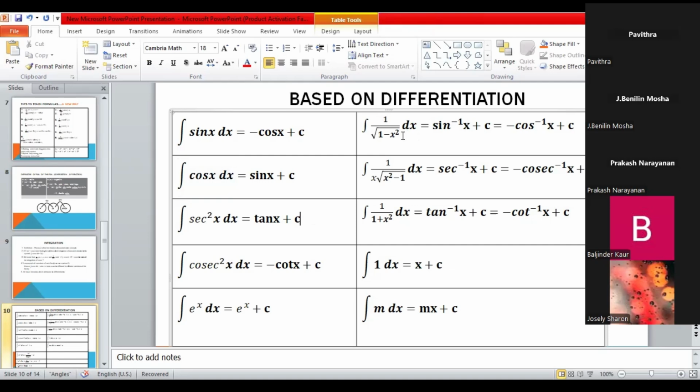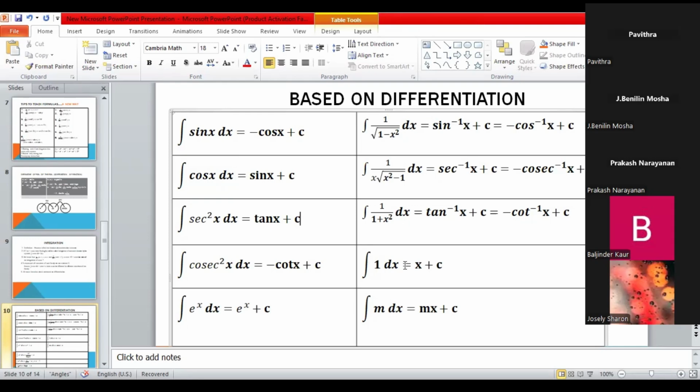This is the inverse derivative of inverse function. And then I have created the formula for integration. 1 upon root 1 minus x square may be sin inverse x or maybe minus cos inverse x, because cos inverse differentiates to minus 1 upon root 1 minus x square. So these are another pair of formulas based on inverse functions.